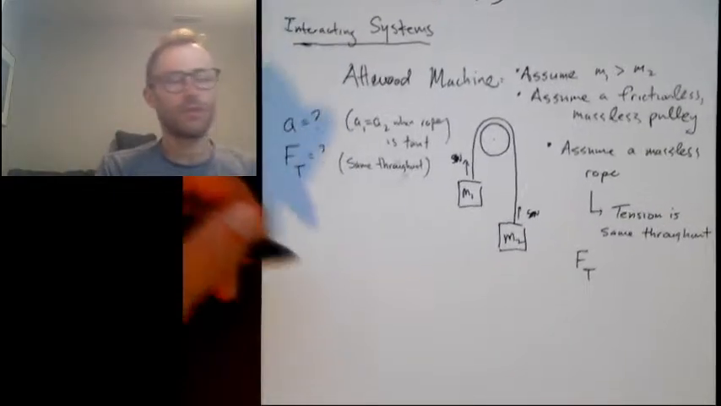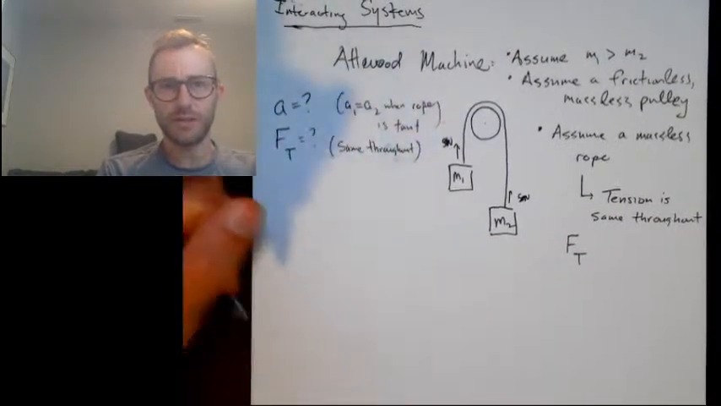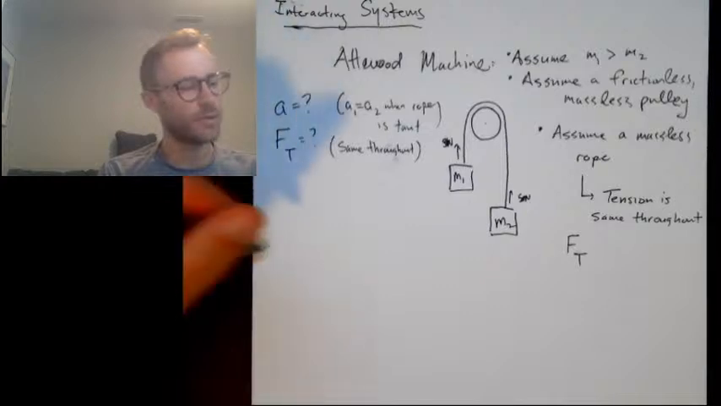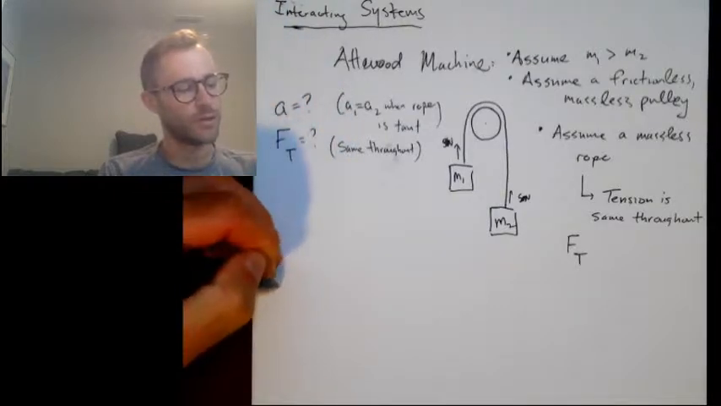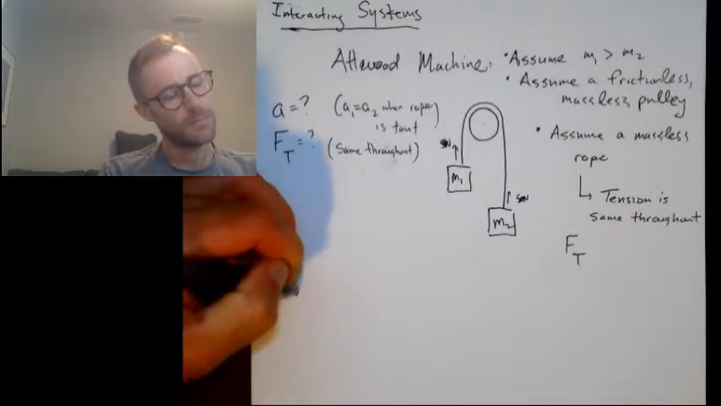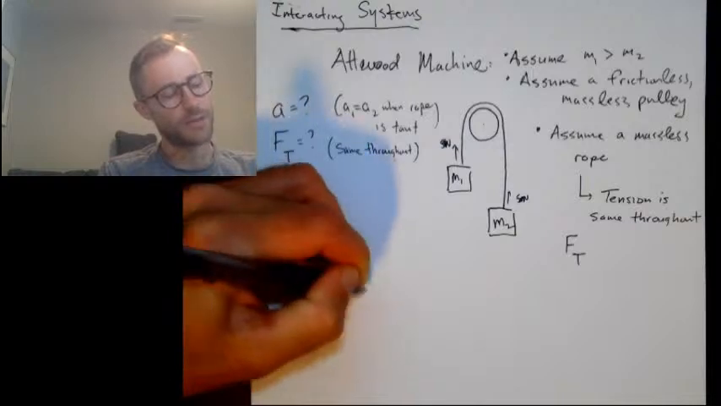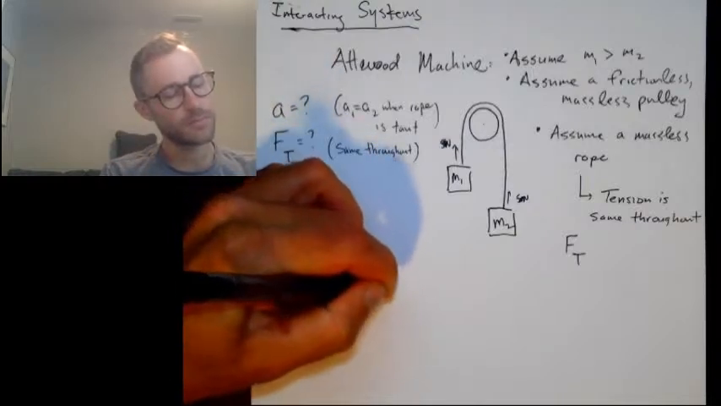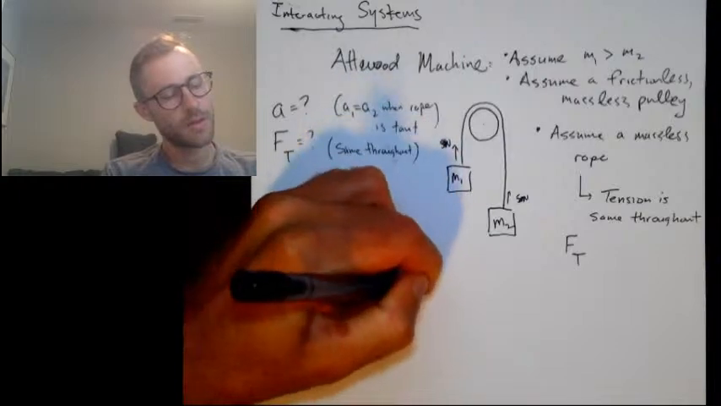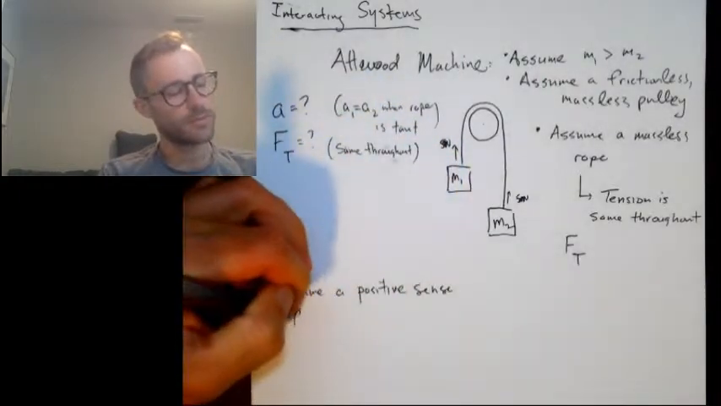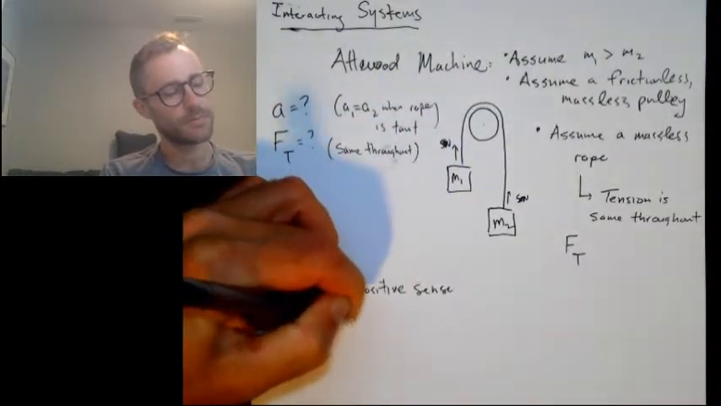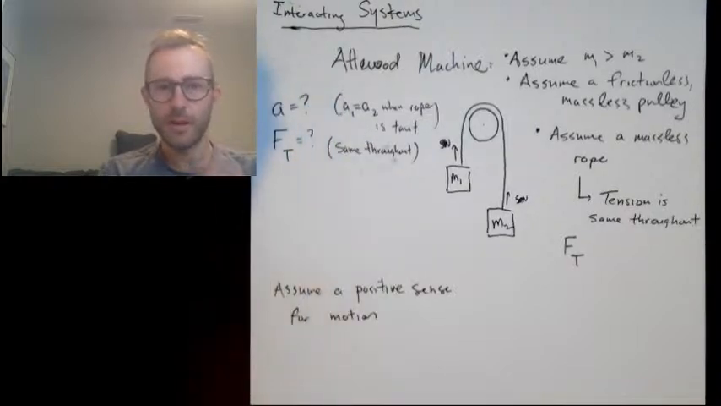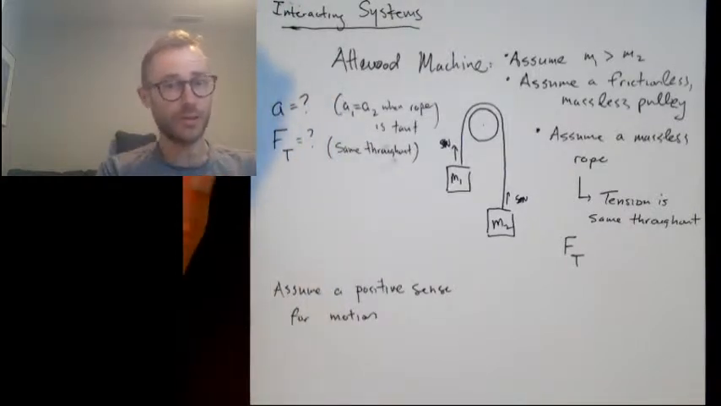Okay, so how do we solve these interacting systems problems? Well, what we want to do is assume a positive sense for the motion. Okay? Assume a positive sense for the motion.